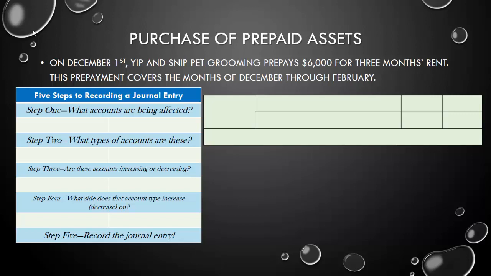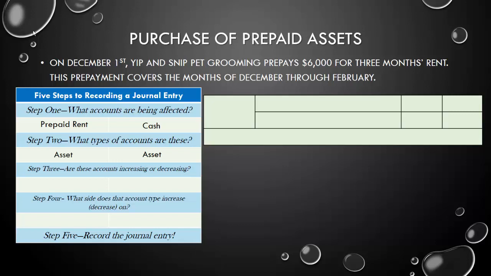Firstly, what accounts are being affected? Well, what are we purchasing? We're purchasing prepaid rent. And how are we paying for it? We're assuming that we are paying in cash. That's what happens when you prepay. What type of accounts are these? They are both assets.